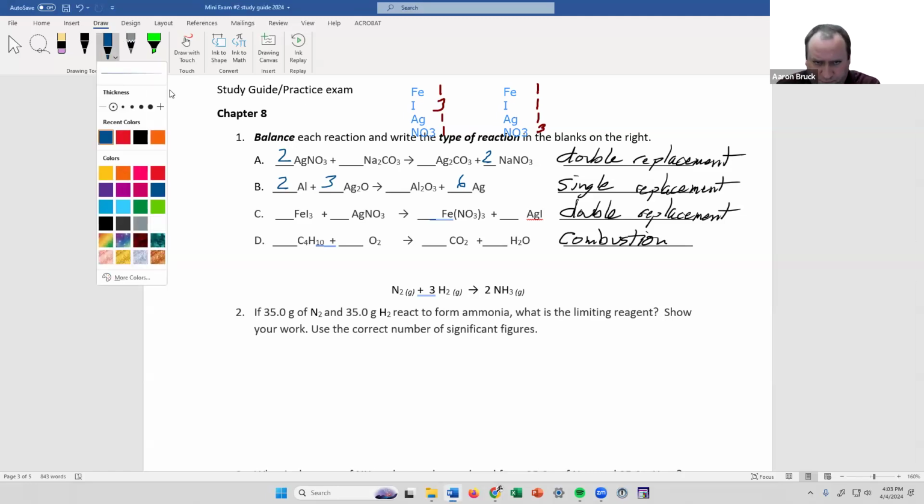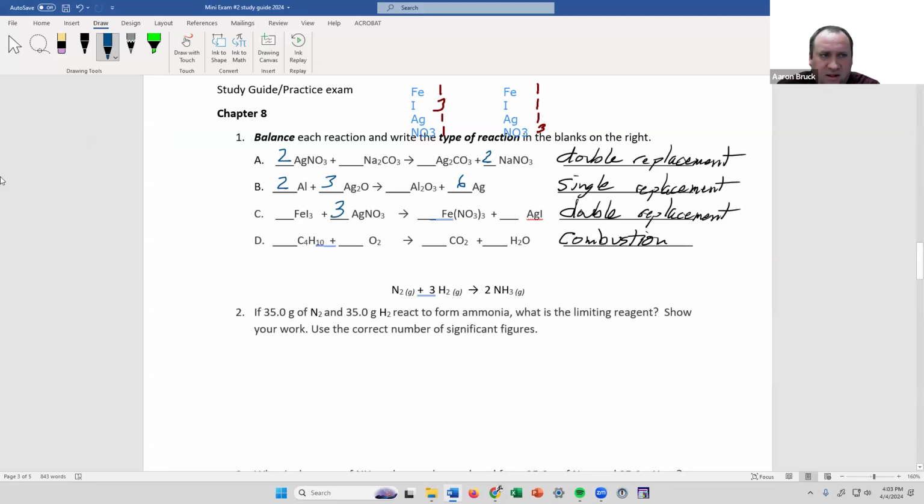So to balance out the nitrates on the reactant side, I'm going to need 3 silver nitrates. That's going to give me 3 silvers and 3 nitrates. So the nitrates are now balanced. I'm going to need 3 silver iodides to balance that. That's going to give me 3 I's and 3 silvers. Everything's now balanced.